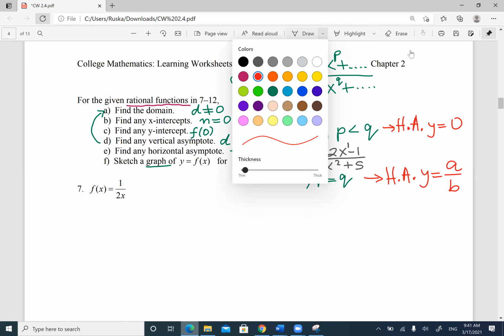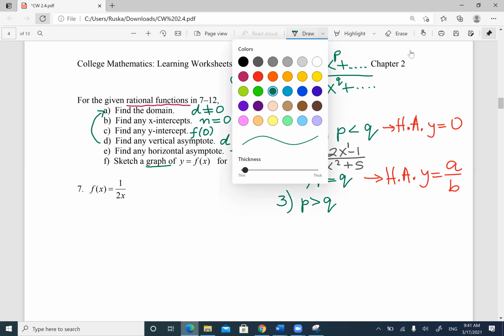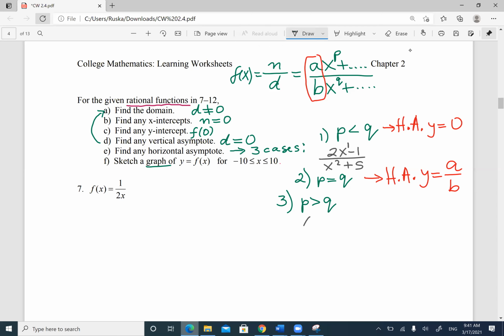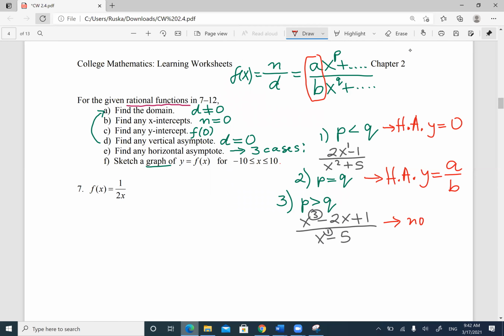Then after that, there's one more case, which is if p is bigger than q, which means the exponent up is bigger than the exponent down. For example, if I have, let's say, x cubed minus 2x plus 1 in the top, the highest is 3, right? And in the bottom is smaller. So let's say the bottom is x minus 5. See, the exponent up is bigger than the exponent down. In this case, there are no horizontal asymptotes.